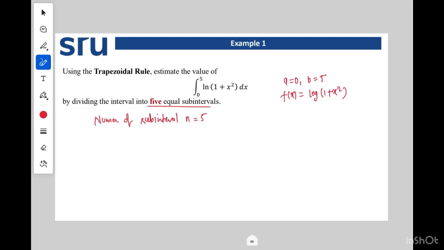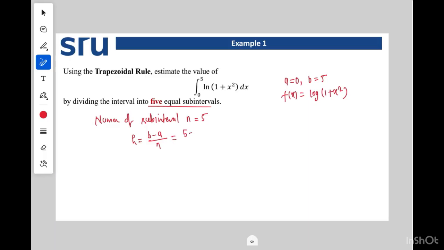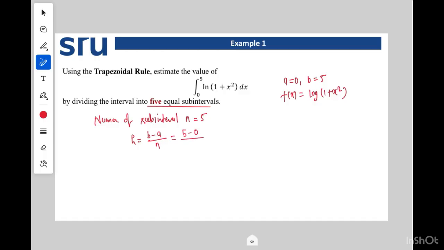Okay, so here the number of subintervals is given as 5, so we can calculate the step size. h is equal to (b minus a) divided by n. What is b here? b is given as 5, a is given as 0, and n is 5. If you solve this, you will get 1. So the step size is 1.